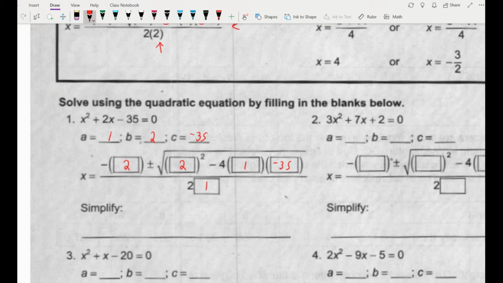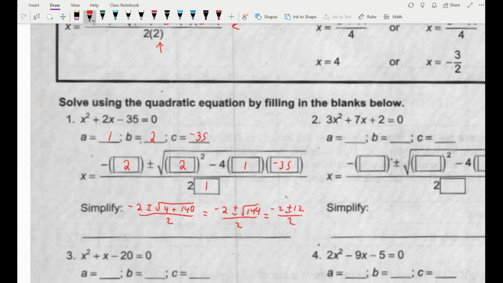Now we're going to simplify it below. So we still get minus 2 plus or minus the square root. 2 squared is 4. A negative 4 times 1 times negative 35 becomes a positive 140, all over 2 times 1. So this becomes minus 2 plus or minus the square root of 144 all over 2. The square root of 144 is 12. So we get minus 2 plus or minus 12 all over 2.